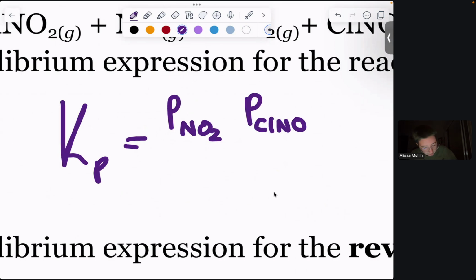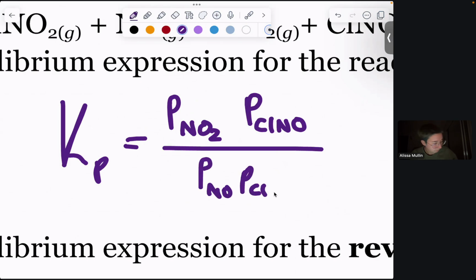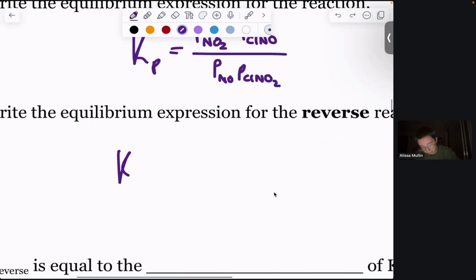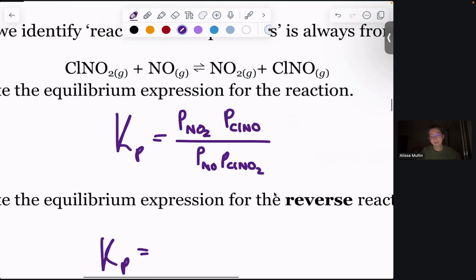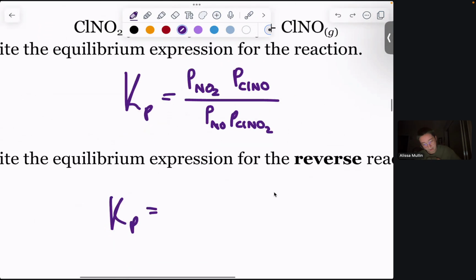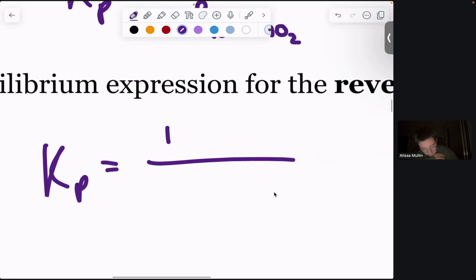And when we've been writing our K expressions, we've been looking at it from the perspective of our forward reaction, right? The products are those ones, and the reactants are those ones, and the products get to go on the top. If I wanted to make an equilibrium constant expression for the reverse reaction, and you can write it out if you can't see it in your head, then it's going the other way, right? So now these are my reactants, and these are my products. So my expression for K would look like this instead.